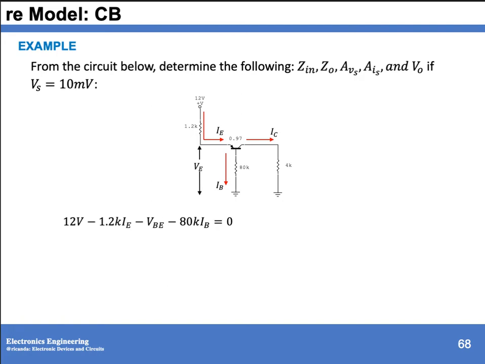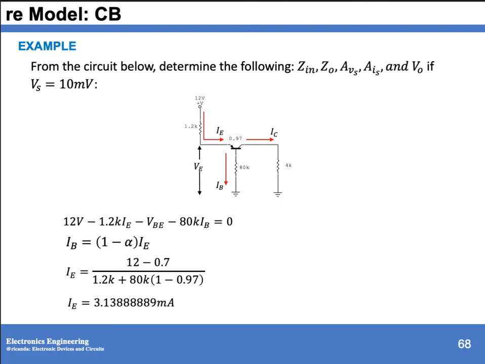And we have to express your IB in terms of IE. IB is (1 minus alpha) IE. So therefore, we have your IE equal to (12 minus 0.7) over (1.2k plus 80k times (1 minus 0.97)), because that is our alpha. So therefore, IE is equivalent to this value. Getting your RE, we have your 26 millivolts divided by your IE. And this is your RE.